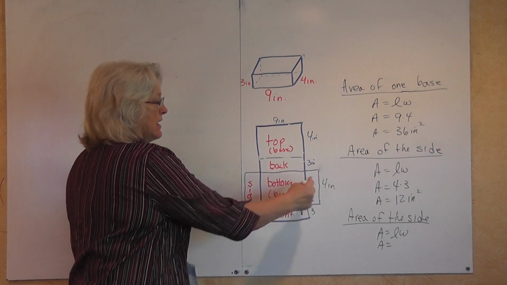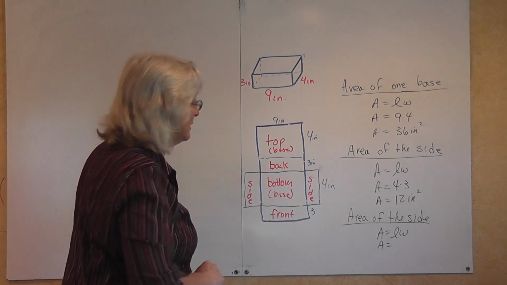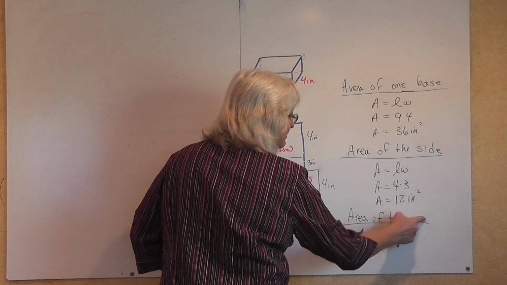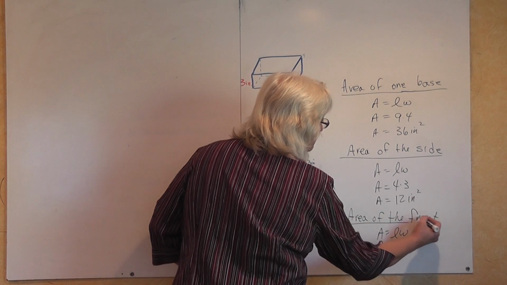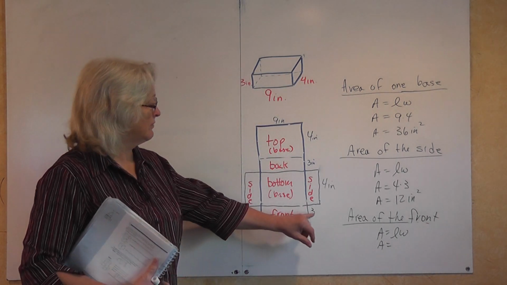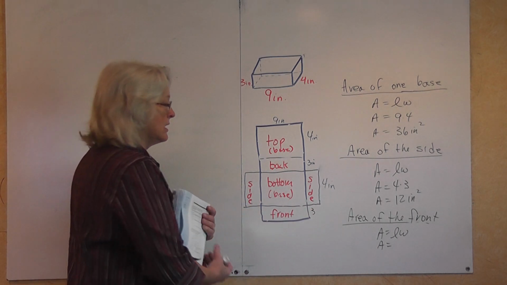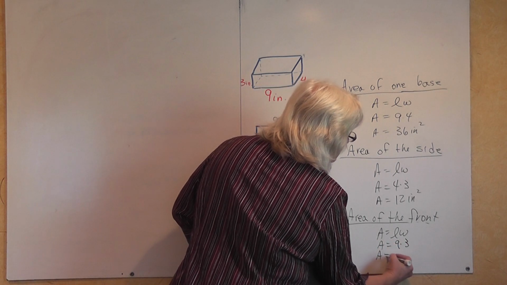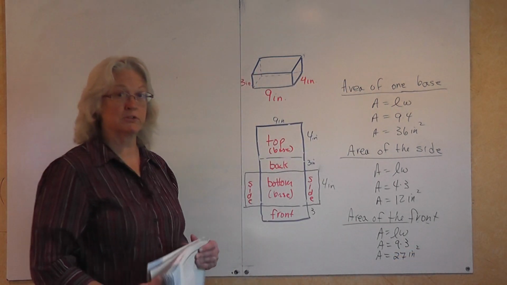Labeled side, the length is 4, the width is 3. Everybody's all right with me here? Now, since we've already calculated the area of the side, how about the area of the front? It's another rectangle. So of course the area is length times width. The area of the front, 3 and 9. Length is 9, width is 3, which means that our area is 27 square inches.